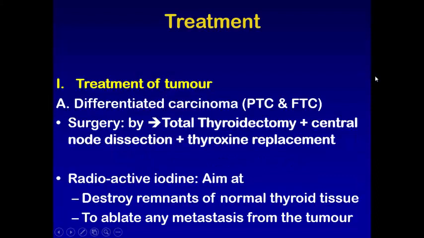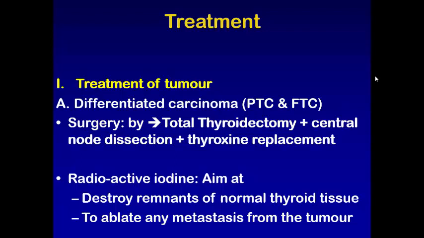Let us now talk about the treatment of thyroid tumor. The first part of treatment is the treatment of the tumor itself. How would we treat this tumor in differentiated thyroid carcinoma, I mean papillary thyroid carcinoma and follicular thyroid carcinoma? First, by surgery. It is the main line of treatment, by total thyroidectomy with central node dissection and thyroxine replacement. And we should remember to preserve the recurrent laryngeal nerve and at least one of the parathyroid glands.